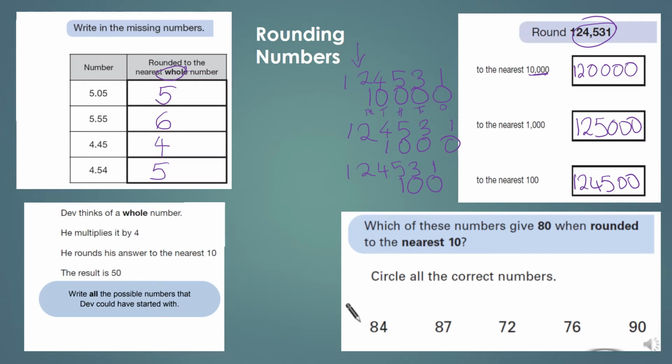Okay, which of these numbers gives 80 when rounded to the nearest 10? So I'm looking at the 8 and the number next to it is 4, so this is going to round to 80. 87, the 8 and the 7 is going to round up to 90. The 72, the 7 is less than 5, so it's going to round to 70. This one, 7 and 6, is going to round up to 80, and 90 will stay the same as it's a 10. So the two numbers that are going to round to 80 are this one and this one. Well done if you got those correct.